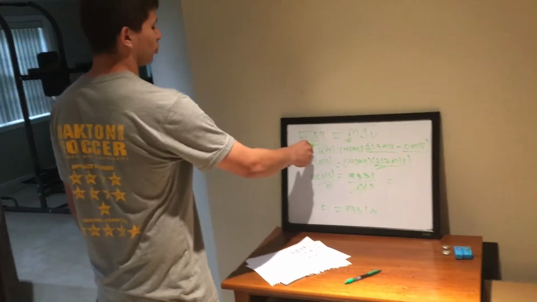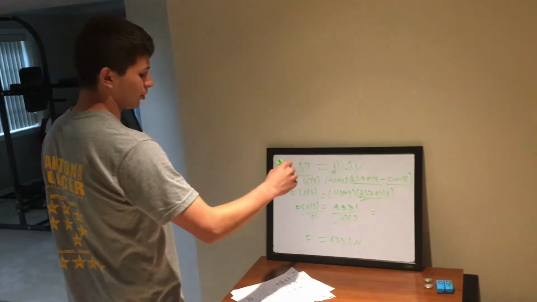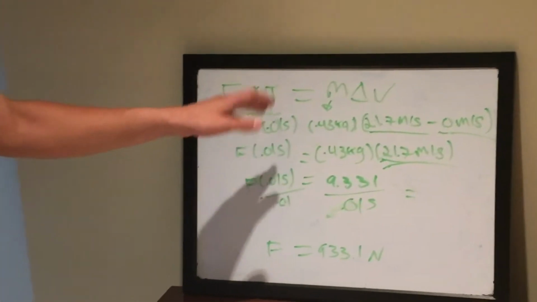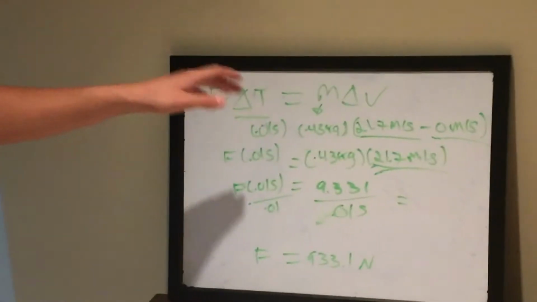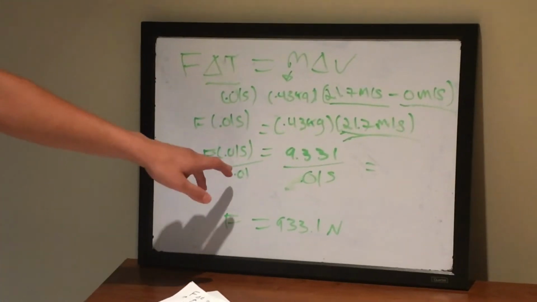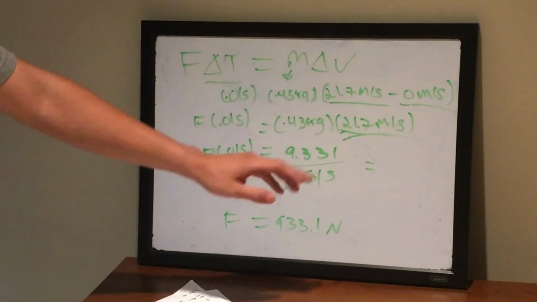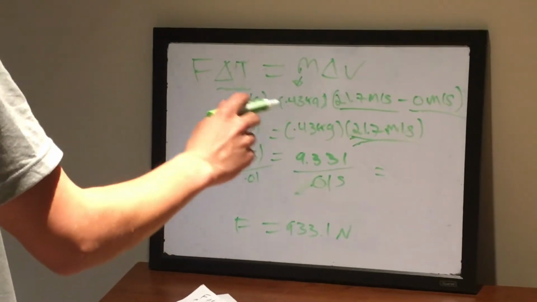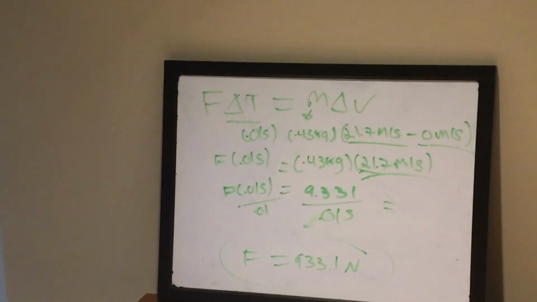And since we have the total change in time of how long the foot was in contact with the ball, which we got to be approximately 0.01 seconds, and because force times total change in time equals mass times total change in velocity, we're going to divide 9.331 kilograms times meters per second by 0.01 seconds, and that is going to be our force, how much force was put into the kick.